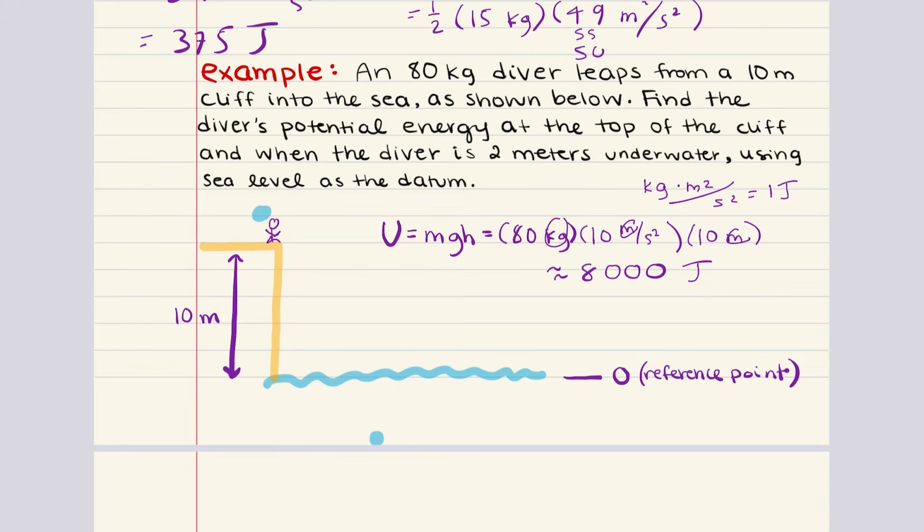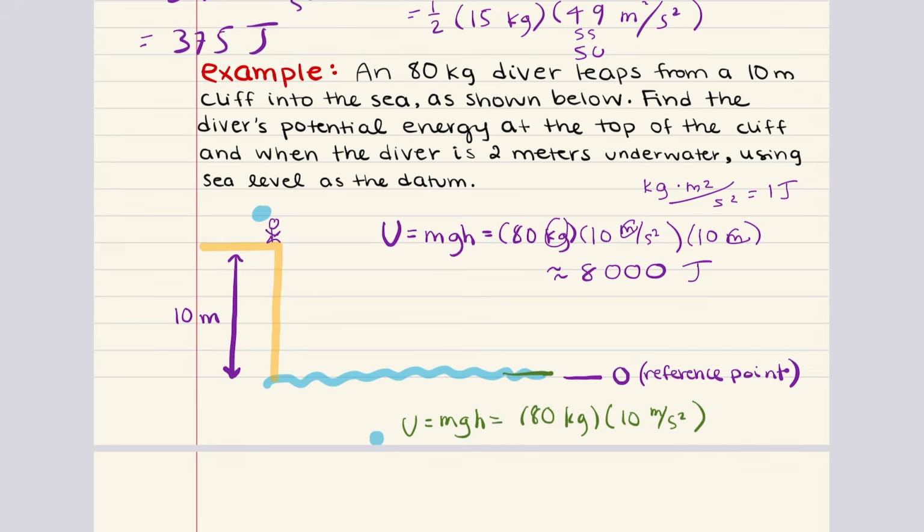Now, what about when the diver is 2 meters underwater? We're going to use the same expression to calculate potential energy, mgh. The mass of the diver is 80 kilograms. g is going to be 10 meters per second squared. And here, the height is going to be 2 meters underwater.